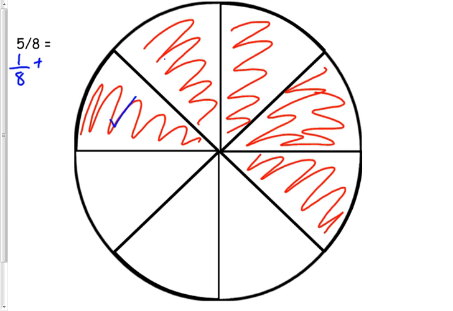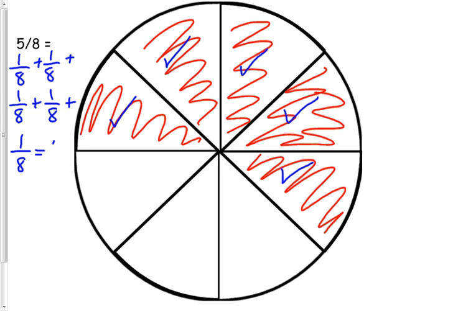plus another 8 plus another 8 plus another 8 plus my last 8. So now I have checked off all 5. So I have 5/8. So we just used unit fractions. And you'll probably notice what we just did is repeated addition.